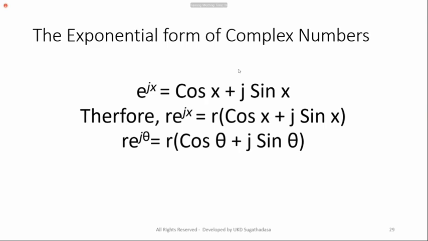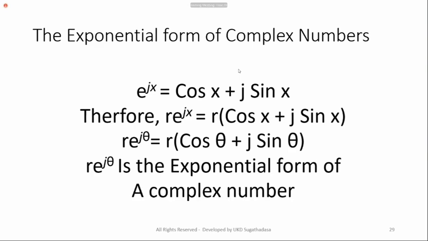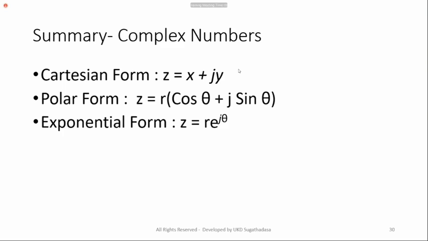The multiplication and division formulas can be proved very easily using this exponential form. If you want, you can try later, right? This is called the exponential form of a complex number. And in summary, these are the three forms. I think we have almost finished many parts, of course the required parts: Cartesian, polar and exponential.